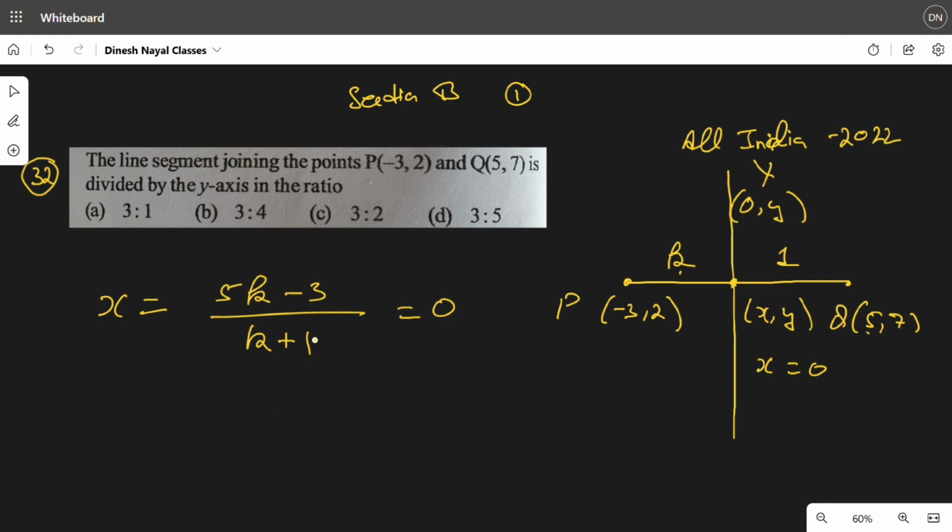So now this is actually 0, so you can write this as 0 by 1. You cross multiply, this k plus 1 goes over 0, this will be 0. So this is 5k minus 3 equals 0. This implies 5k equals 3. So k is 3 by 5. Now see, k is 3 by 5.